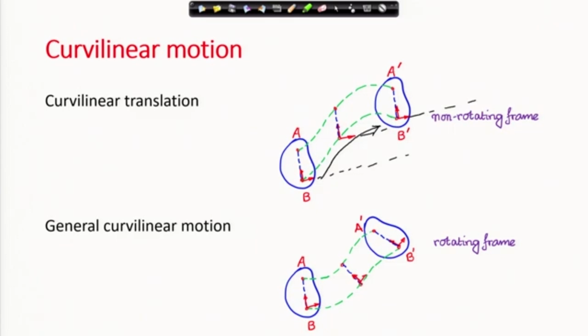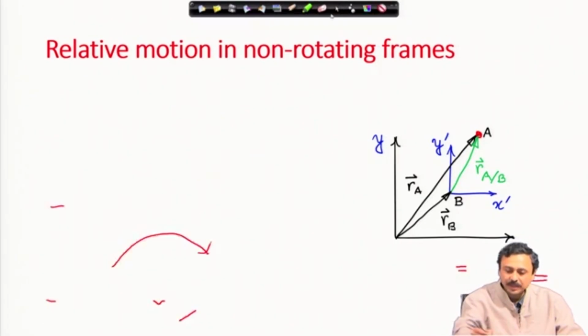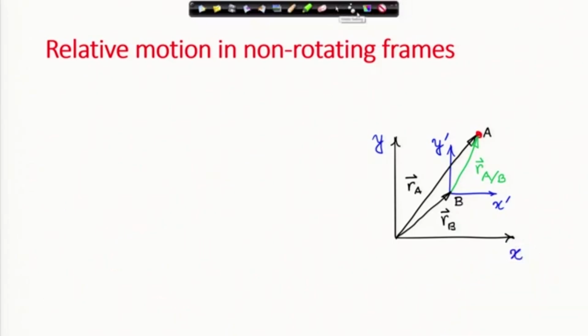We will start with the non-rotating frame. We start with relative motion in non-rotating frames. Imagine that we have this frame xy which is fixed in inertial space, whereas this x prime y prime can be a general moving frame, but it is a non-rotating moving frame.